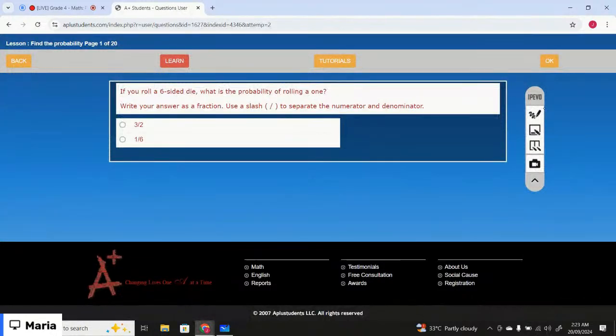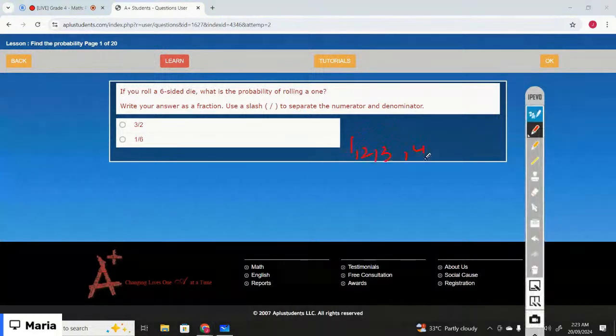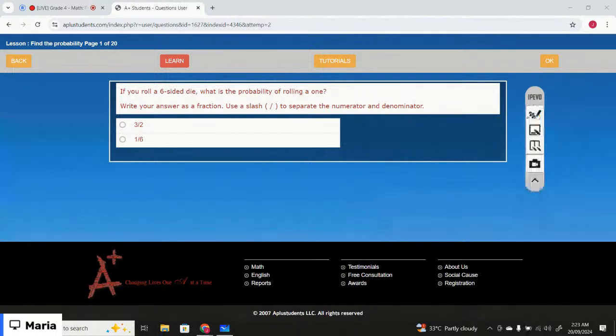When you roll a die, you have six outcomes. They are 1, 2, 3, 4, 5, 6. So you have only one possibility out of 6 for the probability of 1. So the probability of rolling a 1 is 1 by 6. The correct option is 1 by 6. Option number 2 is the correct option.